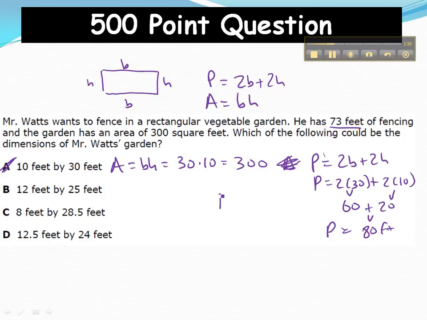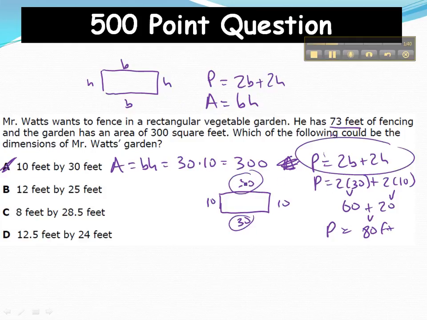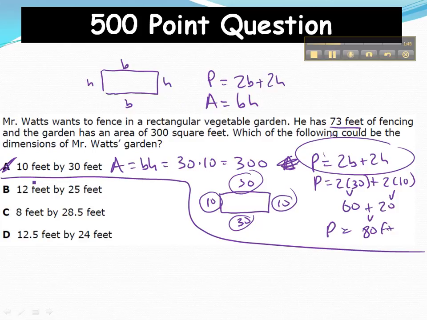Let's draw that and just make sure we understand what we just did there. This is 10 and this is 30. When we use this formula, it was the same as taking two 30s and adding them together. 30 plus 30 is 60 plus 10 plus 10 is 20. 60 plus 20 is 80. Let's try the next one.